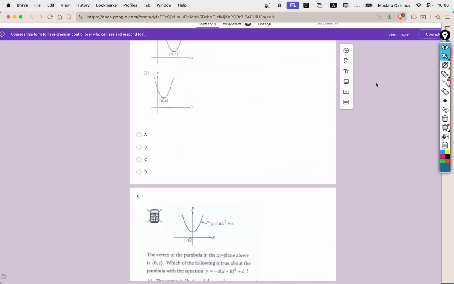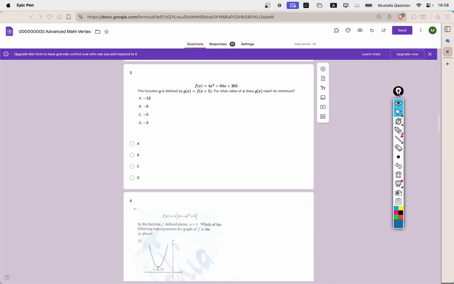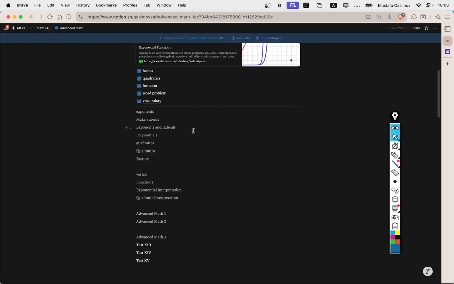Okay, it's actually question 18. Let me look. Do we have anything more? Ah, okay. We have also a function here. So I can also send you the function.